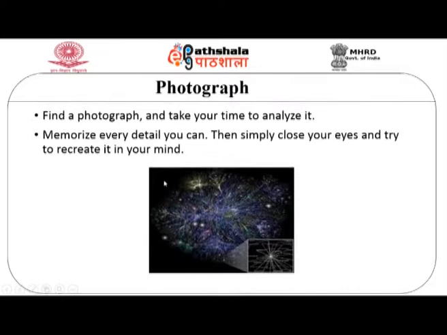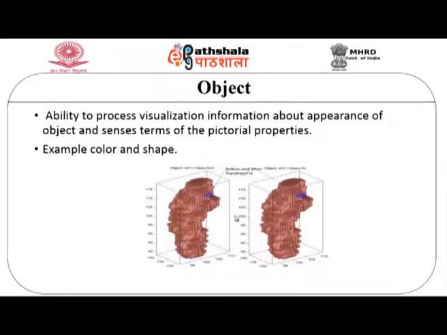First one is the photograph. We have taken a photograph and let us take some time to analyze it. We try to memorize every detail as we look at the photograph, and then we simply close our eyes and try to recreate it in our mind. If it is possible for us to get almost all the information available in the photograph, it means that we have been highly focused on the photograph. If it is not possible for us to get the entire detail, it means that we were out of focus when we were looking at the photograph.